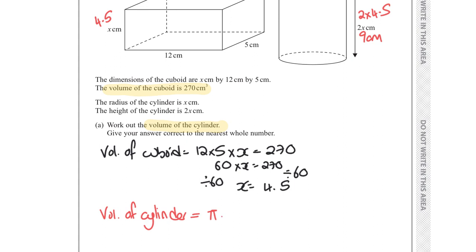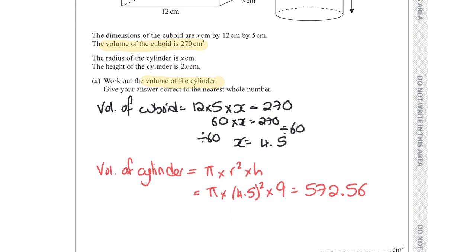Now the volume of a cylinder is pi times radius squared times the height. Our radius in this case is 4.5 and our height is 9. So we can work this out, and it gives us a value of 572.56. Now the question wants us to give this correct to the nearest whole number, so that's going to be 573 because we're going to round up.